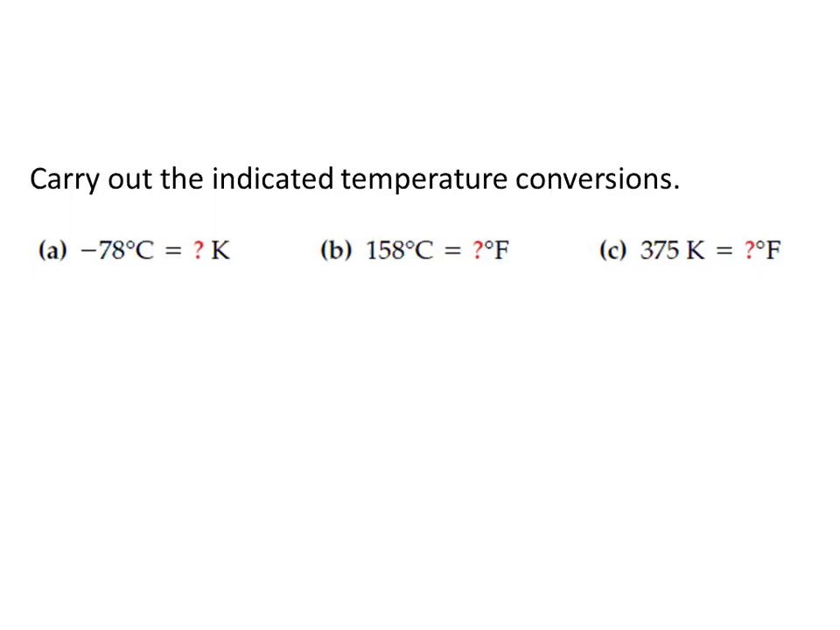Who has done the calculation for the first part, please raise your hand. What is the answer? 195. 195.15. So 195 Kelvin, that is the correct answer. Good. So now convert 150 degrees Celsius to Fahrenheit.